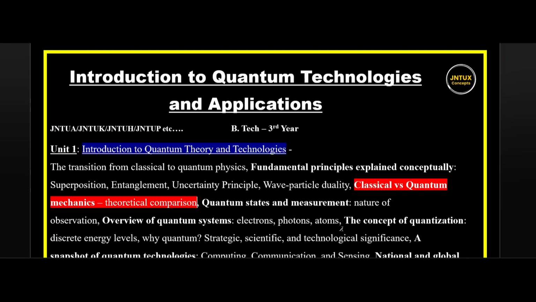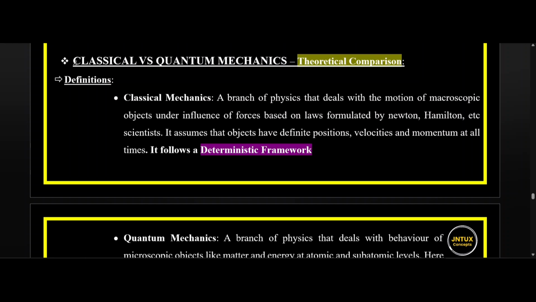So let's get into the topic. Classical versus quantum mechanics. In our previous videos, we have discussed what is meant by classical mechanics, what is meant by quantum mechanics, what each covers in physics, what the scopes are, etc. In this video also we are going to have a brief definition of what they are. It is going to be a theoretical comparison, as in the syllabus by JNTUA they have given particularly a theoretical comparison.